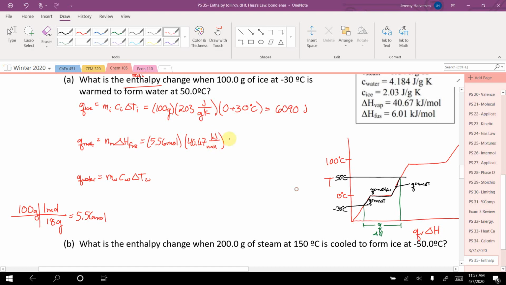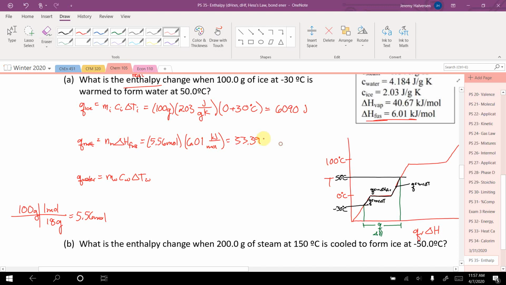which gives me 225.9 kilojoules. Okay, and then, oh, that's why that's weird. I used the wrong value. This is fusion. I should have used 6.01. There we go. That's more than I was expecting.